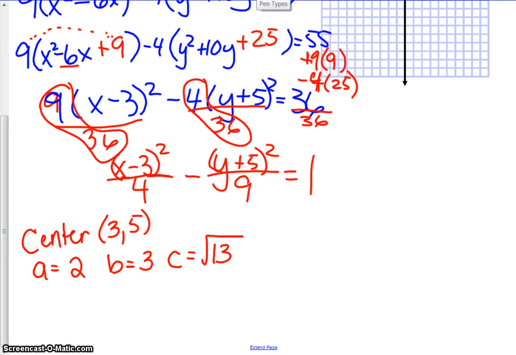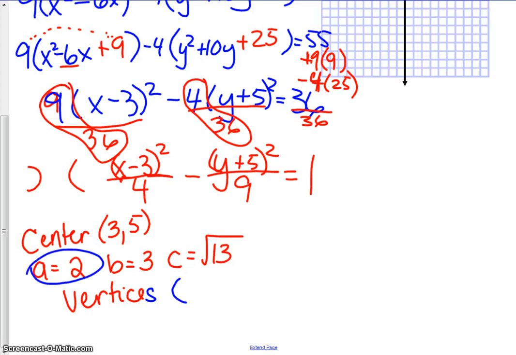And then what else do I need to know here? What else I need to know are the vertices. The vertices are going to affect the x because this is an x squared term. So my vertices are going to affect the x values. It's only going to be plus or minus the a on the x values. So what I'm doing in my head is going 3 plus 2 and 3 minus 2, plus or minus my a value to the right and to the left of the center. So I got 5, and the y stays the same, negative 5. So it's 5, negative 5 and 1, negative 5 for my vertices. That's just what was happening in my head.